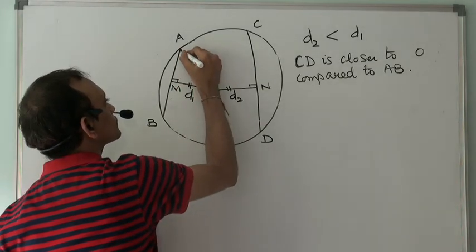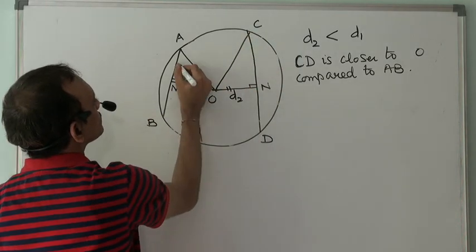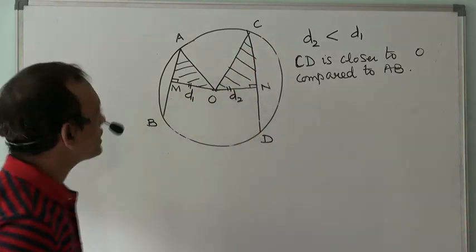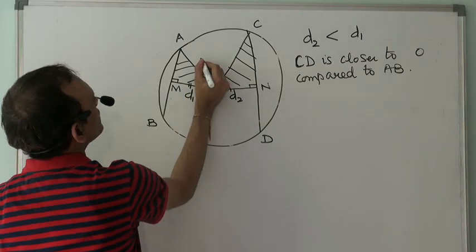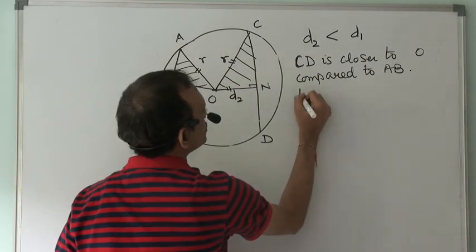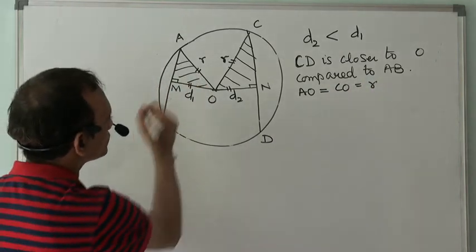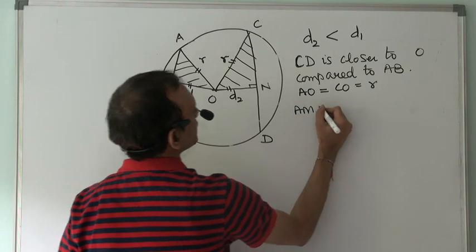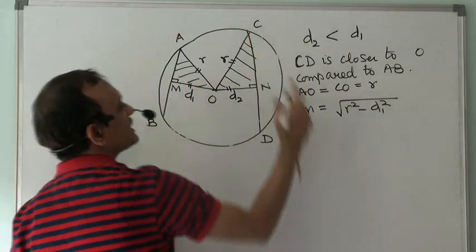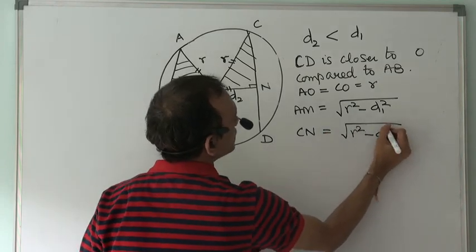Now, these two are right angle triangles, very easy to see. AO and CO are each equal to the radius r of the circle. Then what is AM? AM is root of r squared minus d1 squared. What is CN? CN is going to be root of r squared minus d2 squared.